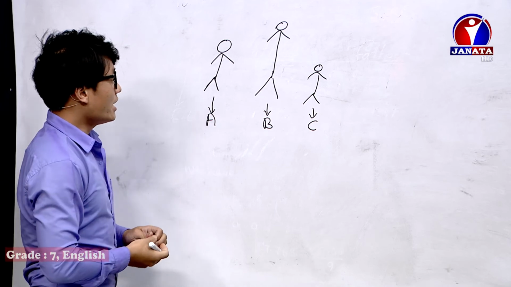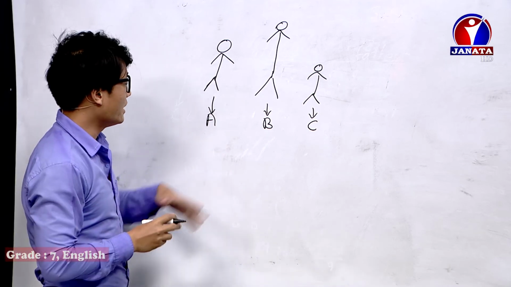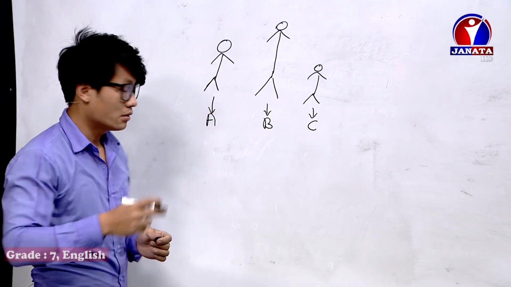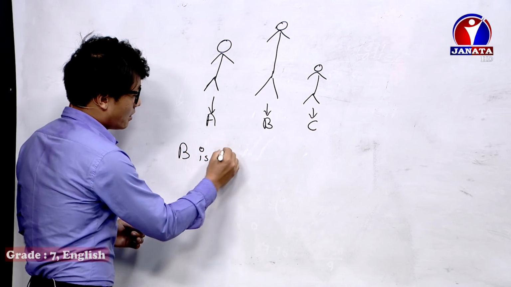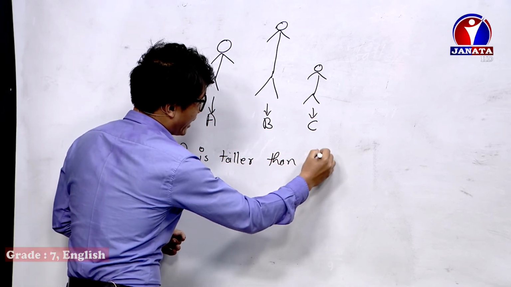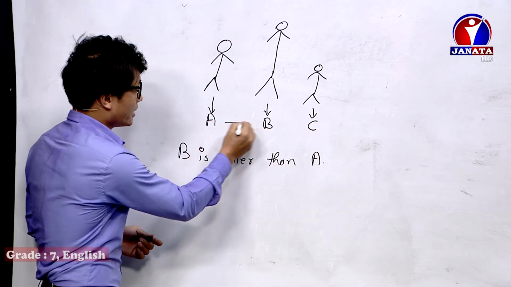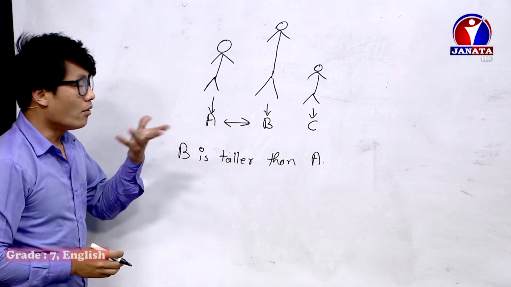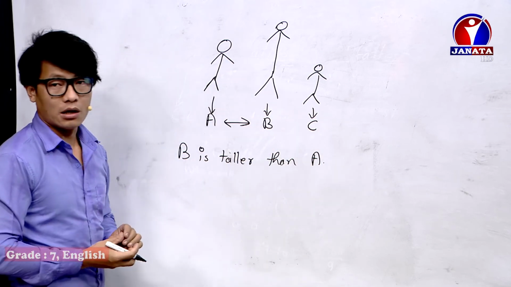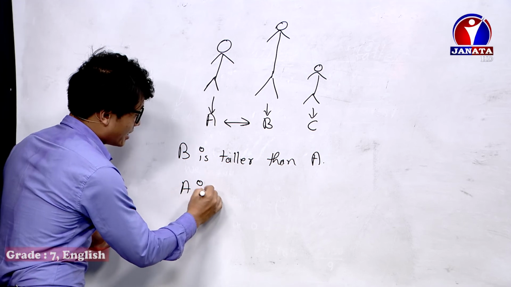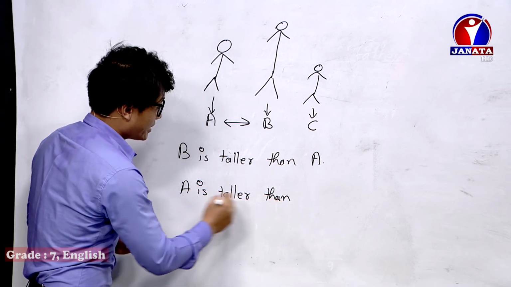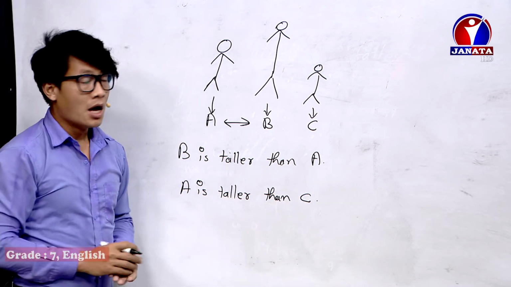Now let's compare A and B. Who is taller? The answer is B is taller than A. Now let's compare A and C. Who is taller? So we can write A is taller than C.